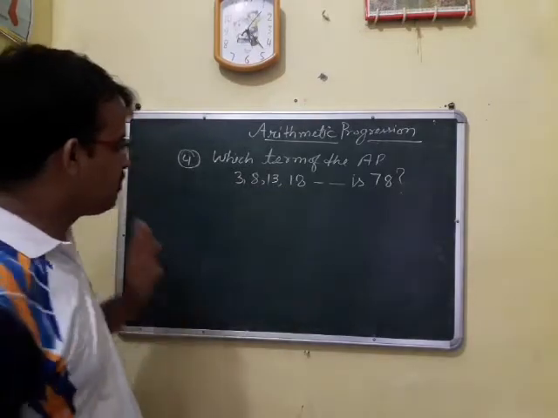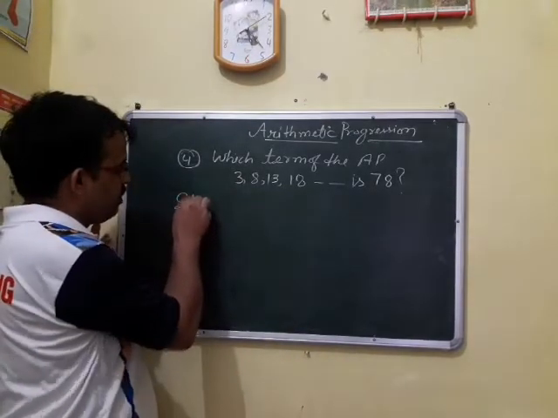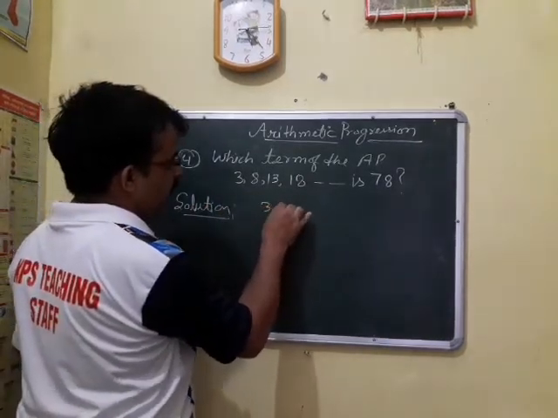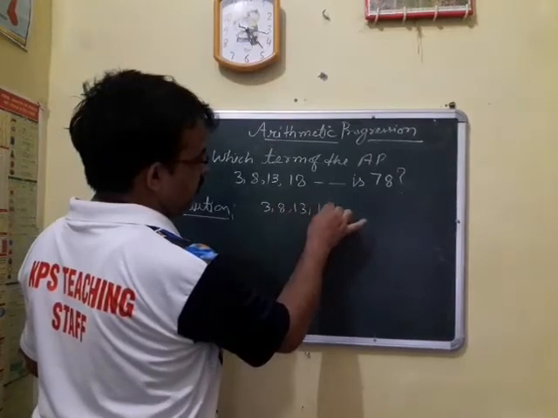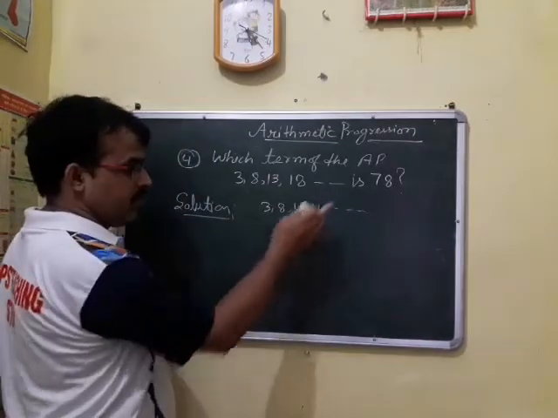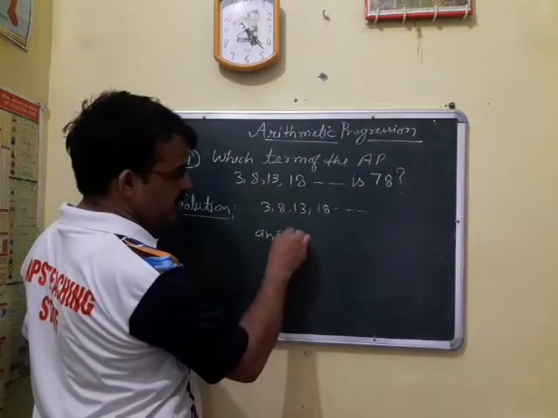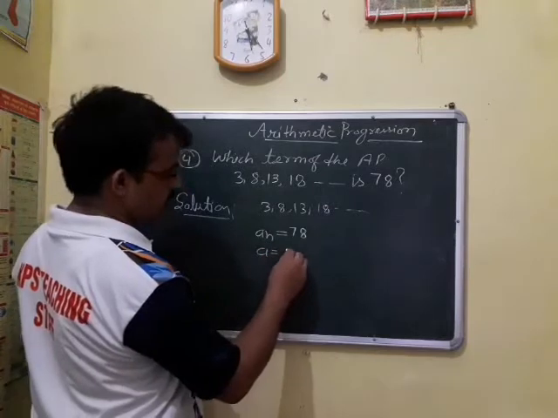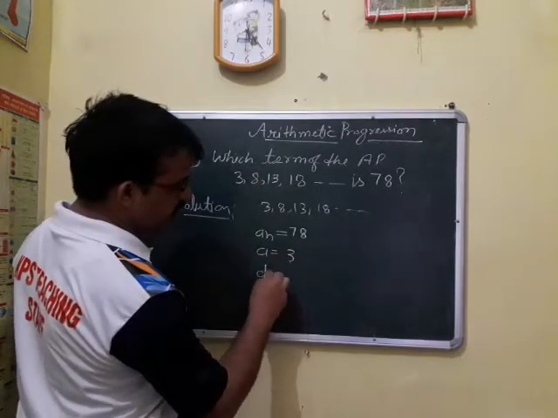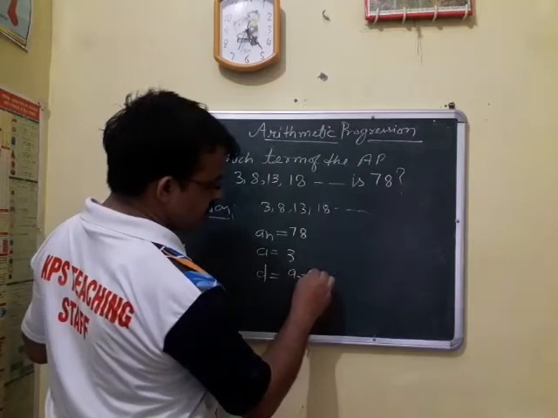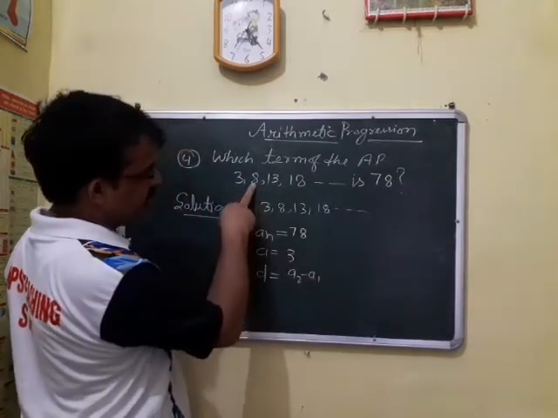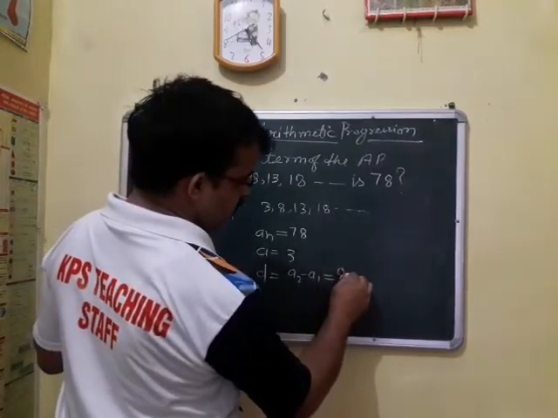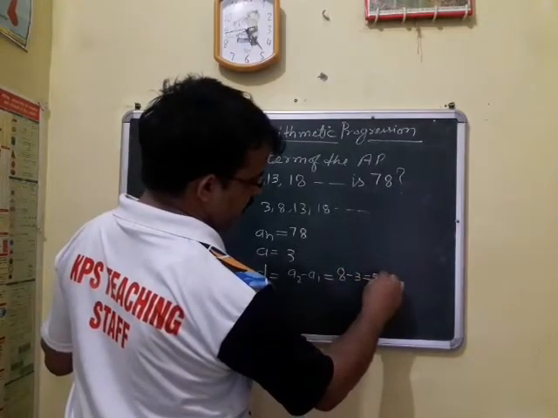So here is the solution. Given the series 3, 8, 13, 18. Here an is given as 78, a is 3, and d we find. d is equal to a2 minus a1. a2 is 8, a1 is 3. So 8 minus 3, we get 5.